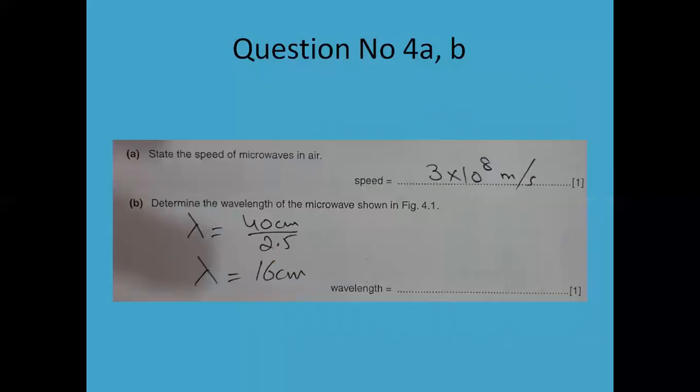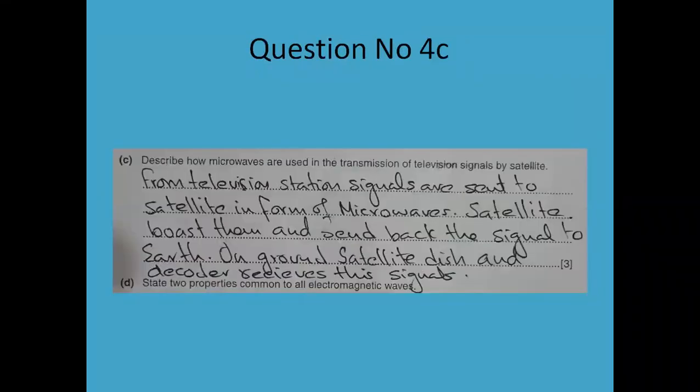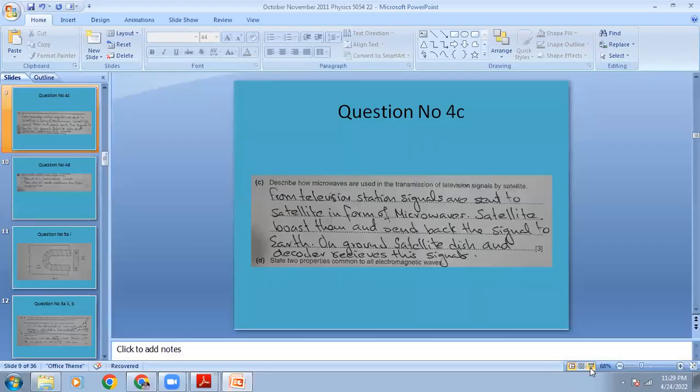So let me show you my written answer. It says from television station, signals are sent to the satellite in form of microwaves. Satellite boosts them and sends back the signal to Earth. On the ground, satellite dish and decoder receives this signal. So let's have a look at the marking scheme.